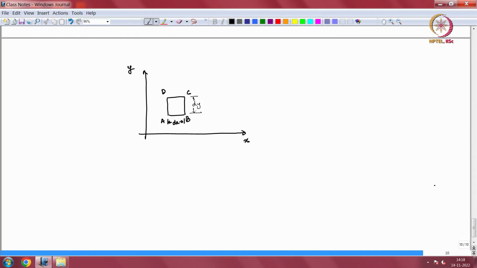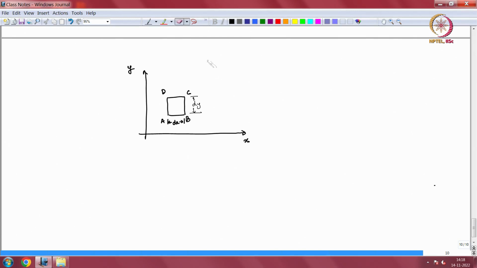Now I want to be very clear that what I am drawing here is an infinitesimal volume or an area, and the reason it is exaggerated here on the screen is just because it is easier to understand, otherwise it becomes very difficult. But basically the point B here is a neighboring point of A in the calculus sense, in the limit sense.